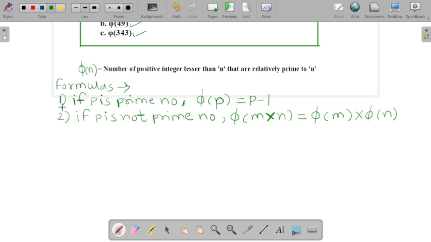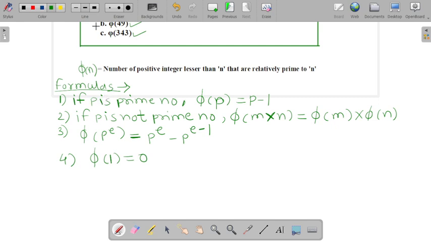Now our third rule is phi of p raised to e is nothing but p raised to e minus p raised to e minus 1. The fourth one is phi of 1 is equal to 0. So these are the four formulas we have to follow while solving the examples.